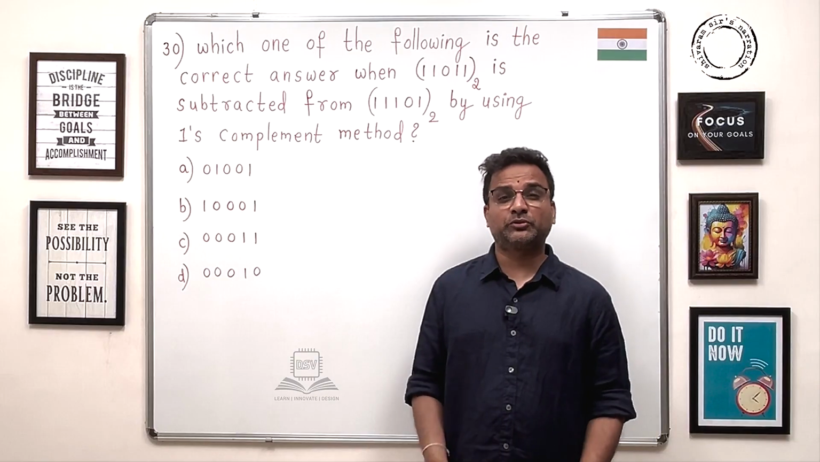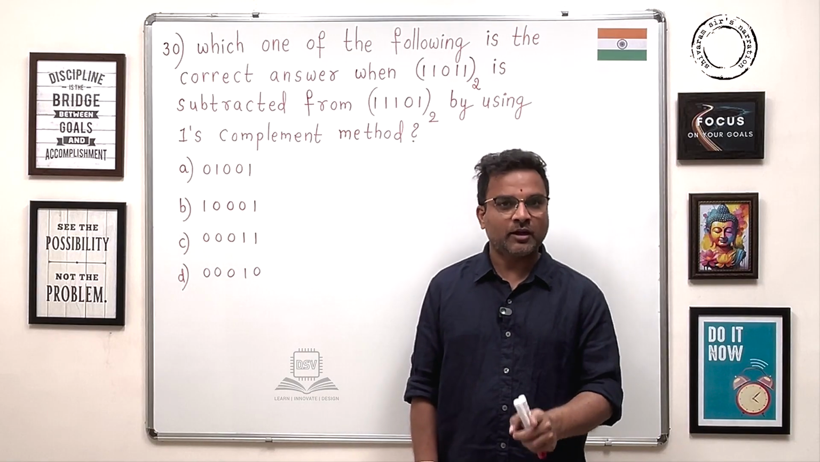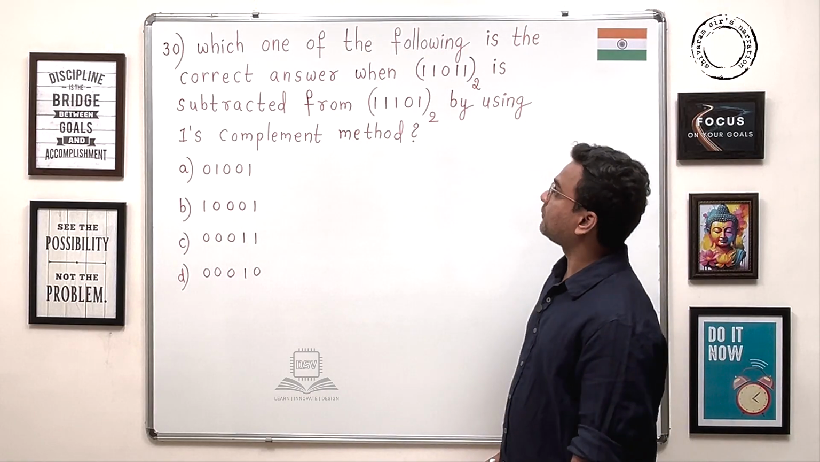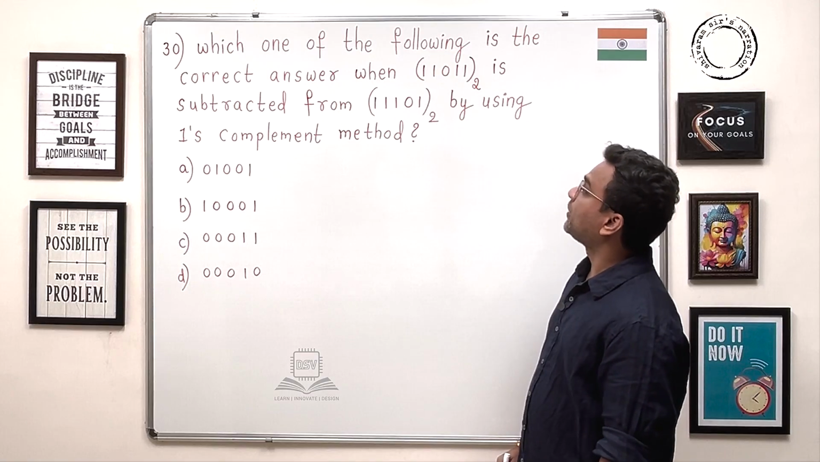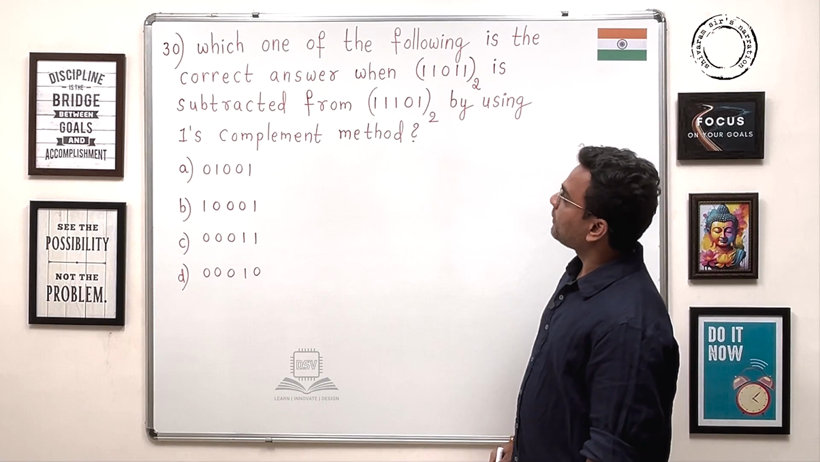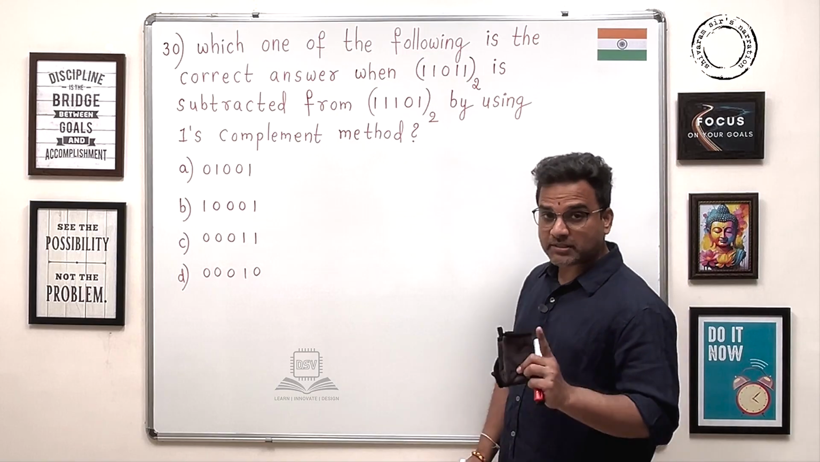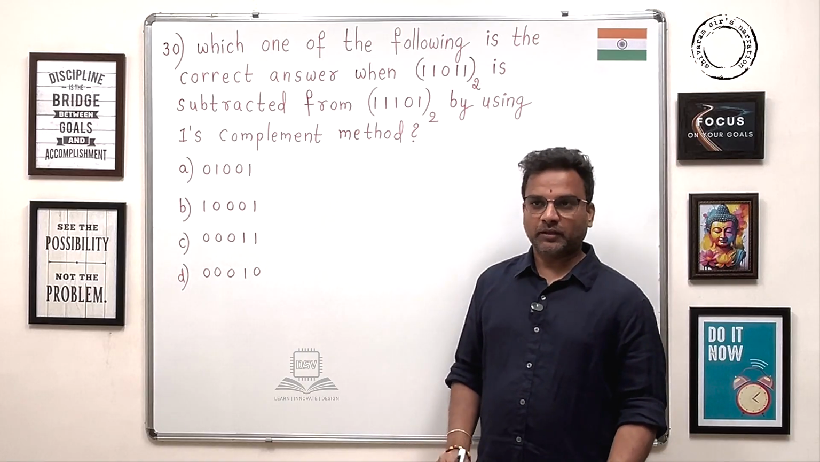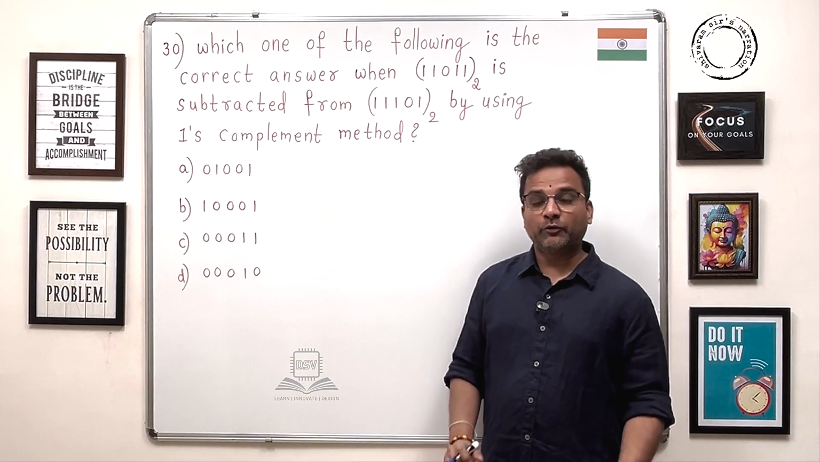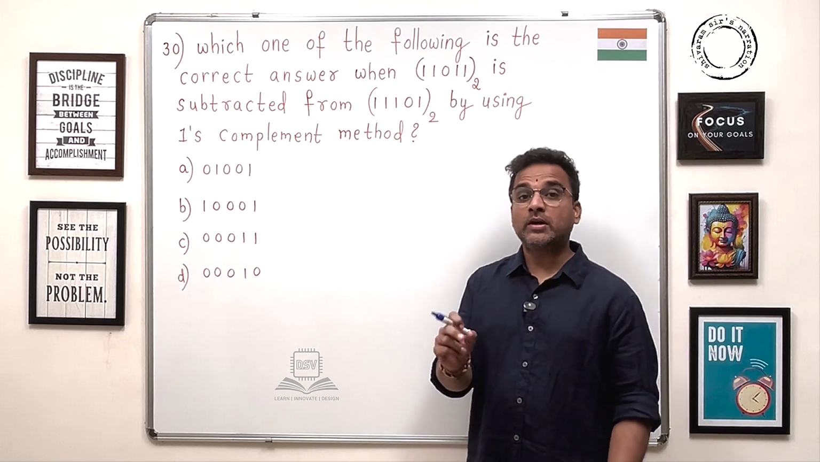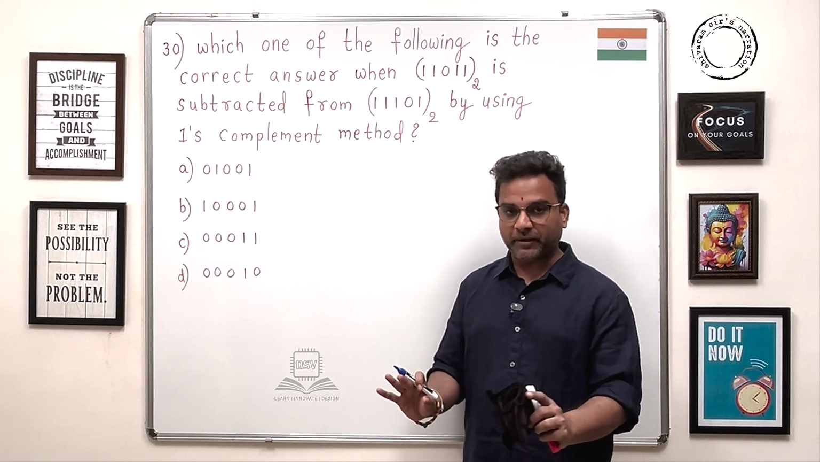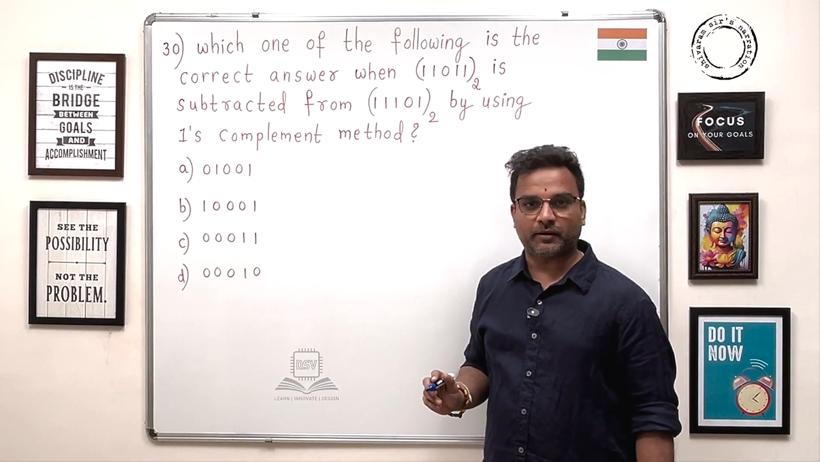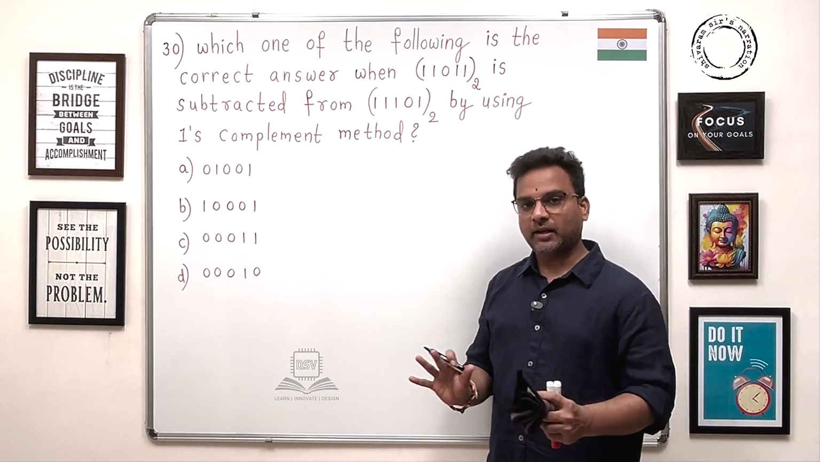This video gives you a clear representation regarding 1's complement. Let's see the question. Which one of the following is the correct answer when 11011 base 2 is subtracted from 11101 base 2 by using the 1's complement method? These are the options. Guys, first of all, there is one decimal number. We need to know how you can represent it in 1's complement, because this is 11011 in 1's complement. What is the decimal number? You should know. For that reason, let's have this.